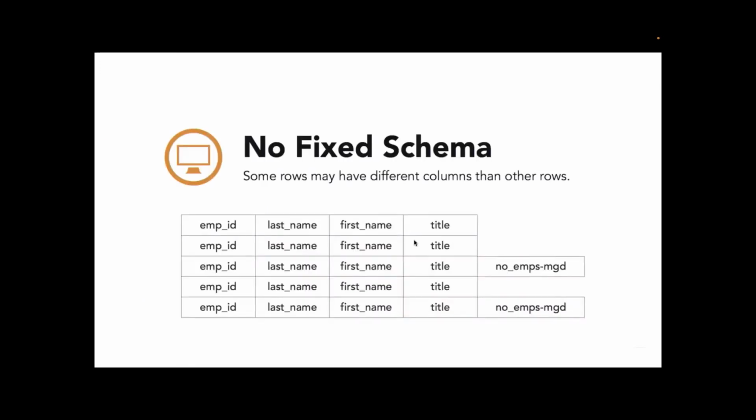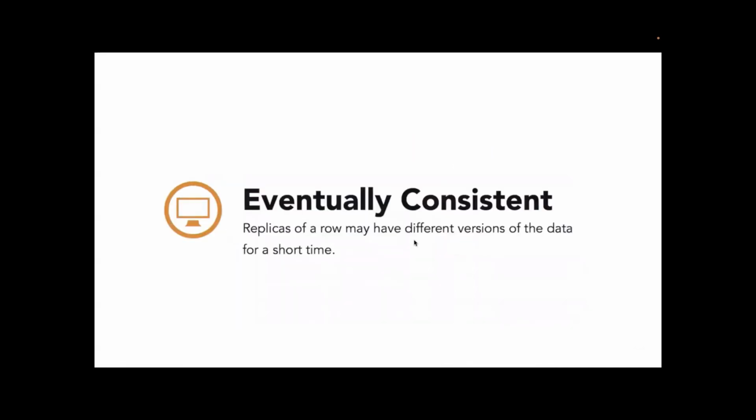Cassandra does not have a fixed schema. Some rows may have different columns than other rows. For example, in the employee table, managers may have a column called number of employees managed, while non-managers do not have that column. Another big difference with relational databases is that Cassandra is an eventually consistent database.